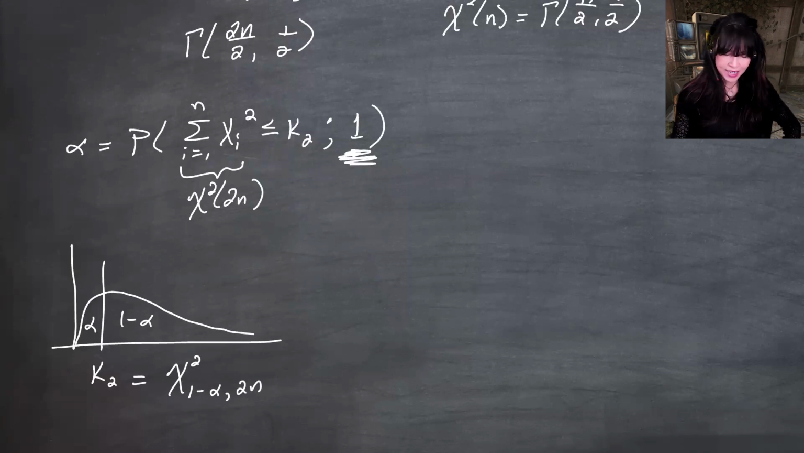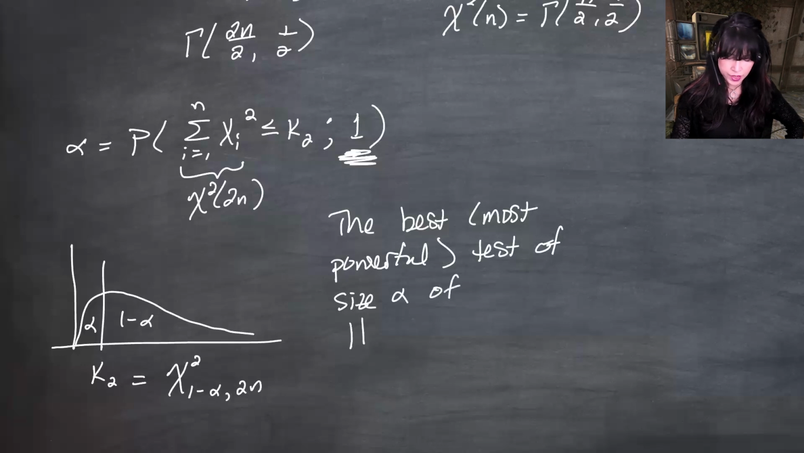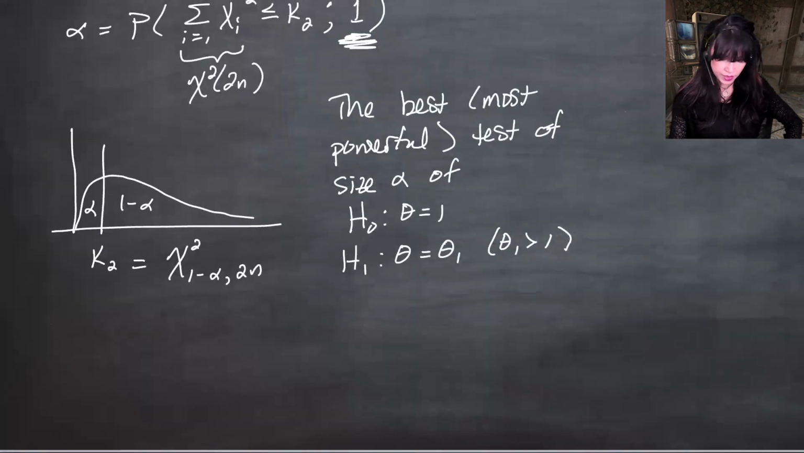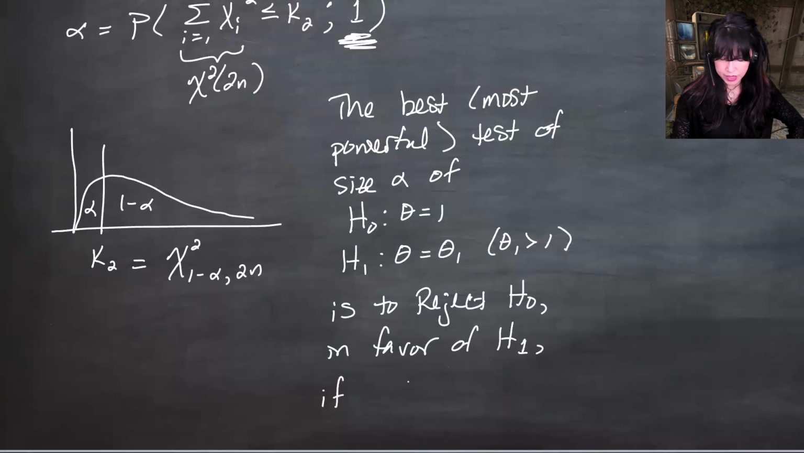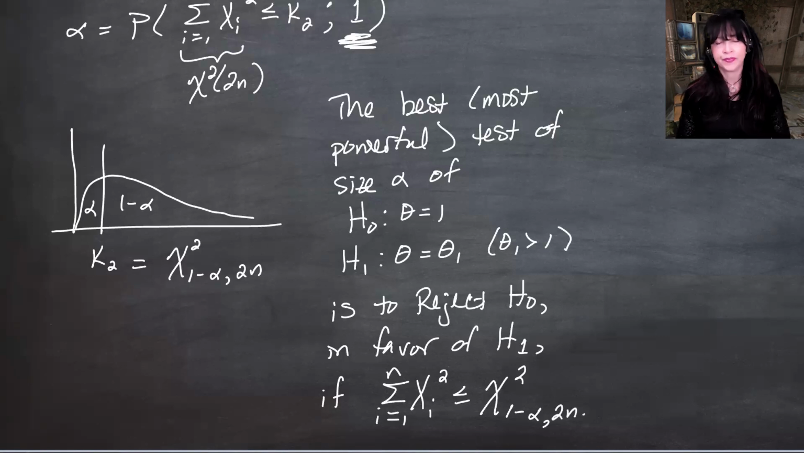So for the end of step 1, the best or most powerful test of size alpha of the null hypothesis that theta equals 1 versus the alternate hypothesis that theta equals theta 1, where theta 1 is a fixed number greater than 1, is to reject the null hypothesis in favor of the alternative if the sum, as i goes from 1 to n, of the xi squared is less than or equal to this chi-squared critical value that cuts off area 1 minus alpha in the upper tail and has 2n degrees of freedom.